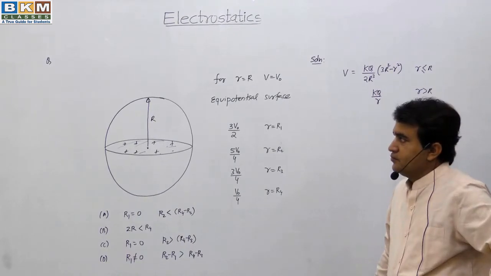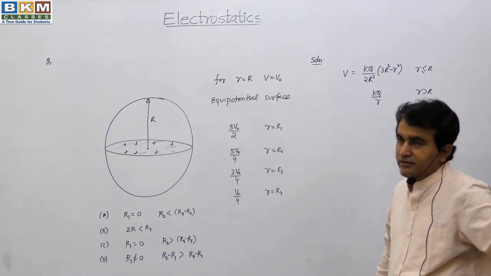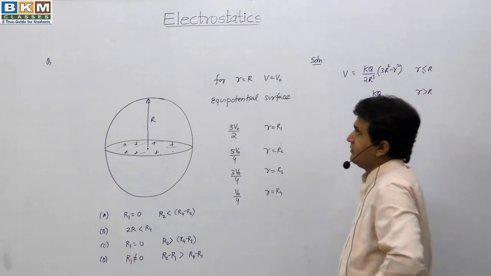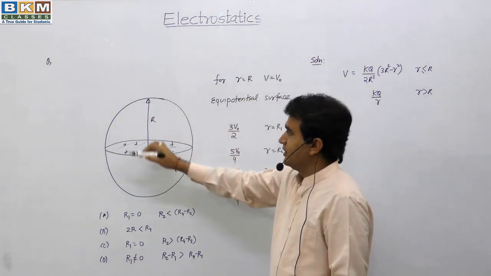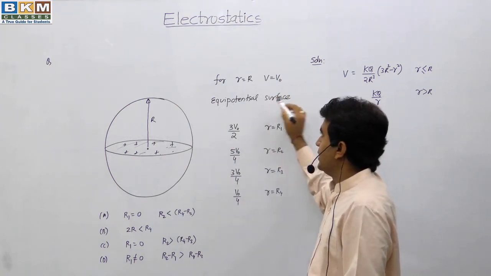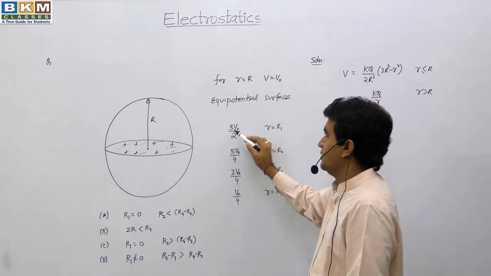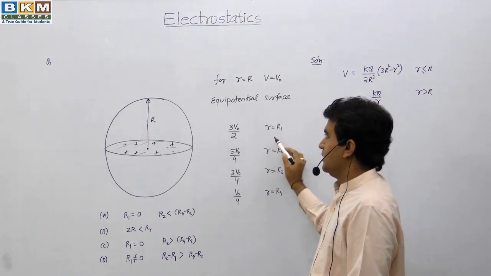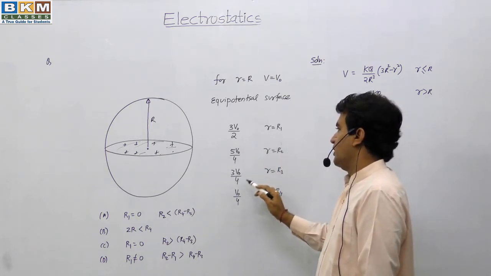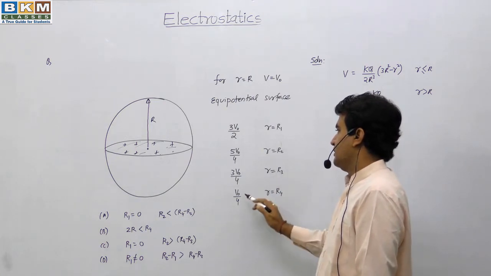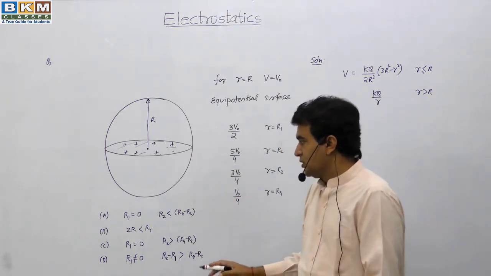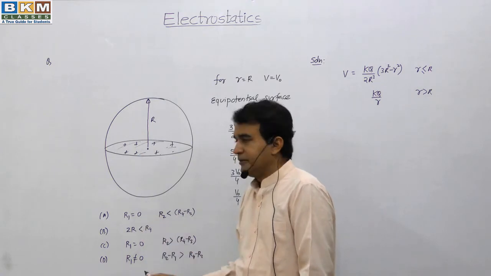In this question, a uniformly charged non-conducting solid sphere is given, and the question is about electric potential. At r equal to R, that is at the surface, the potential is taken to be V0 with respect to infinity. We have equipotential surfaces having potential 3V0 by 2 at r equal to r1, 5V0 by 4 at r equal to r2, 3V0 by 4 at r equal to r3, and V0 by 4 at r equal to r4. Then we have 4 choices, out of which we have to select the correct ones.